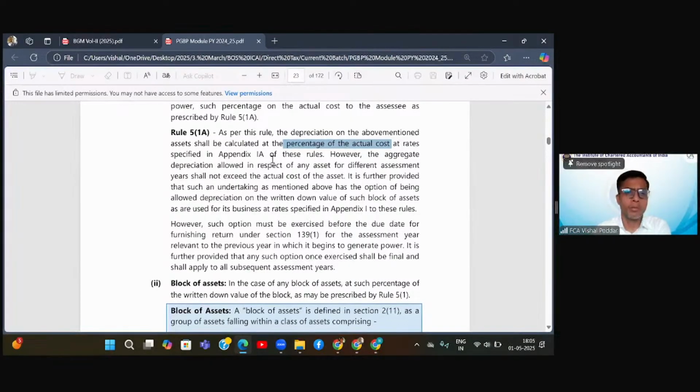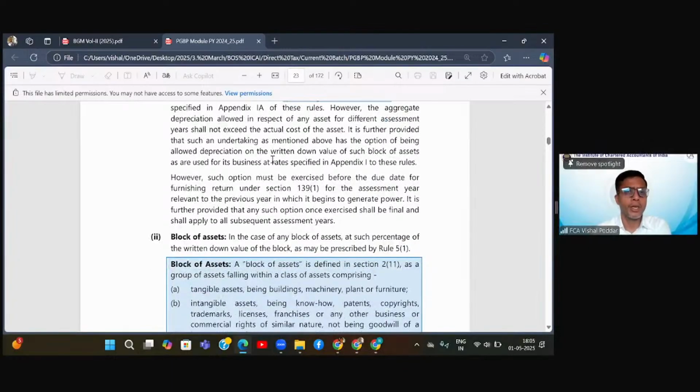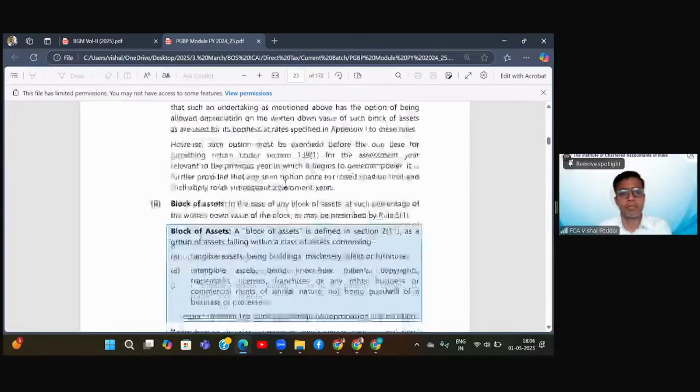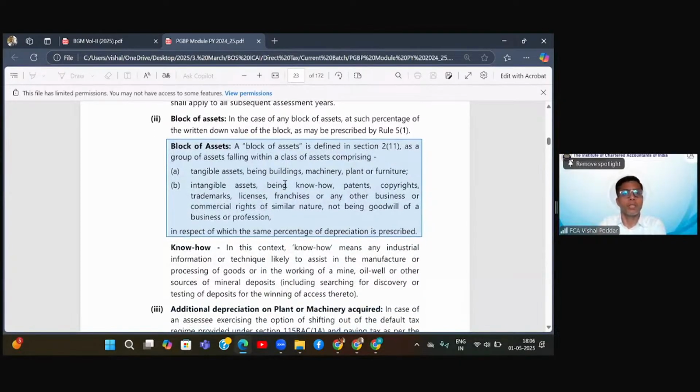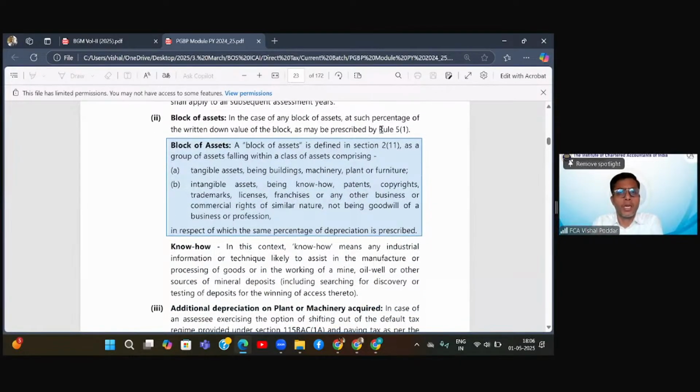This option is available only to power generating units, and it has to be exercised in the first year of that particular power unit's life. Whatever option they exercise, whether SLM or WDV, which is the block method, that will remain permanent for the lifetime. The second method is the block, which is applicable to everyone, the details of which are prescribed in Rule 5(1), the previous session. And then whatever calculations are to be done, they are to be done block-wise.